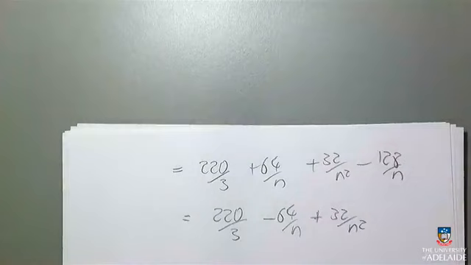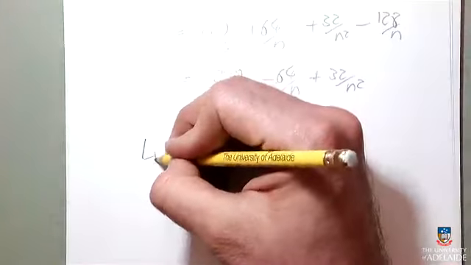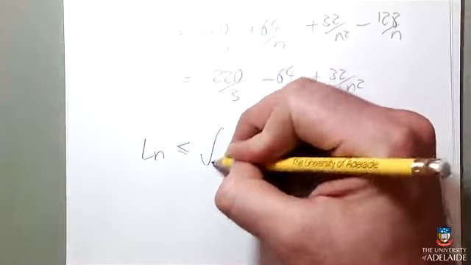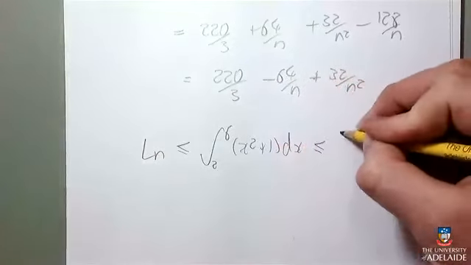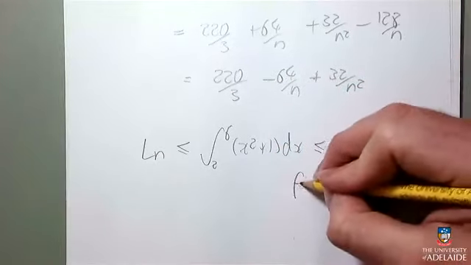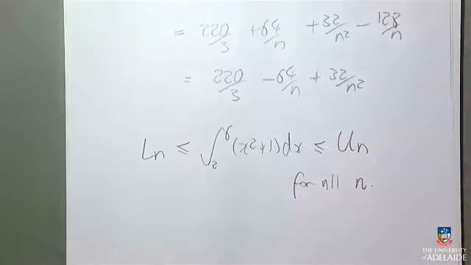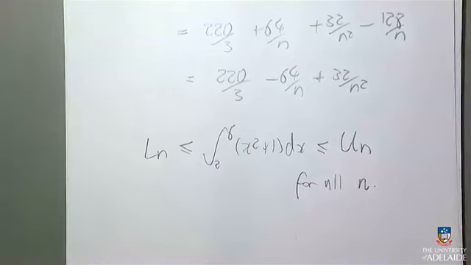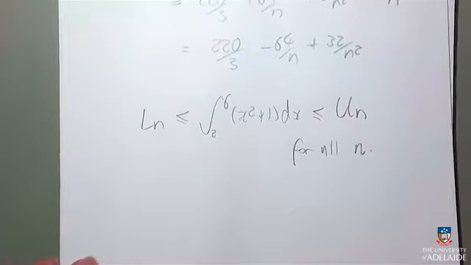Alright, so if all I was asked to do was to find the upper sum and the lower sum, I could stop now. But I was asked to find the integral. So I know that the lower sum Ln is less than or equal to the real value of the integral, which is less than or equal to the upper sum Un for all n. And for completeness' sake, I'm going to put this working in.